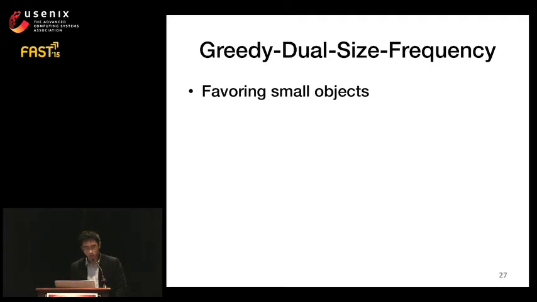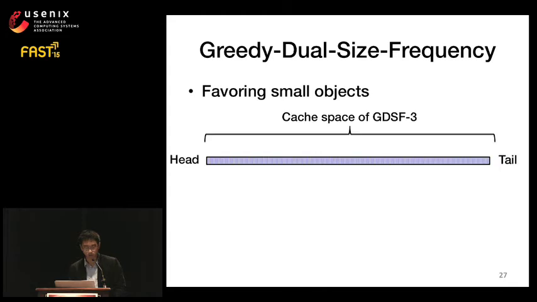Greedy dual size frequency works in similar ways as segmented LRU, but also favors small objects. So if we miss the large objects, it will be inserted towards the tail of the queue. And if we miss the small objects, it is put towards the head of the queue.